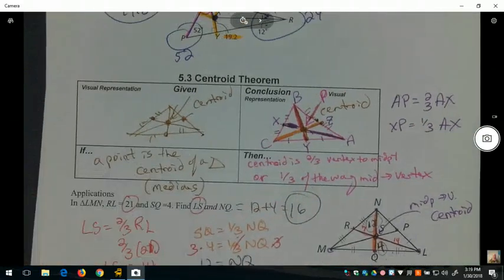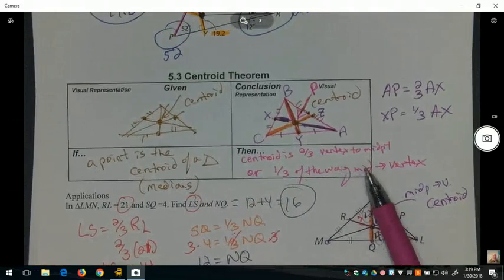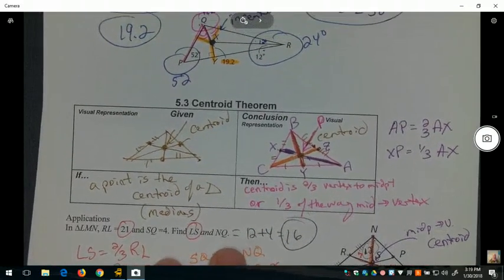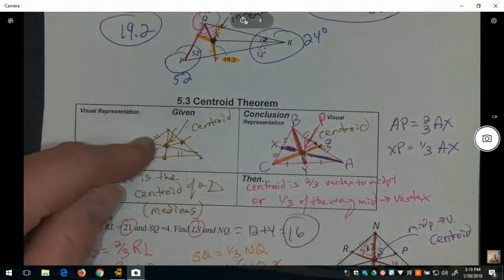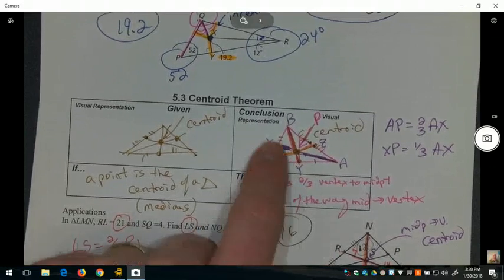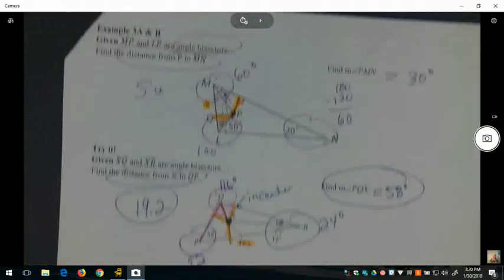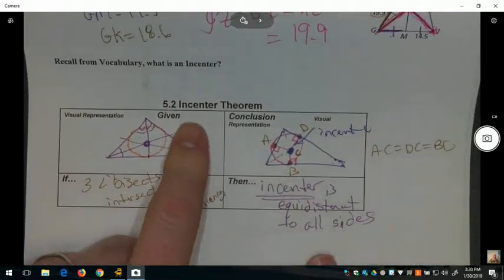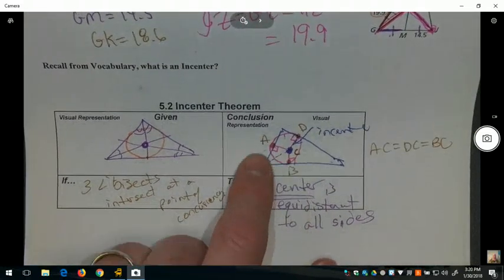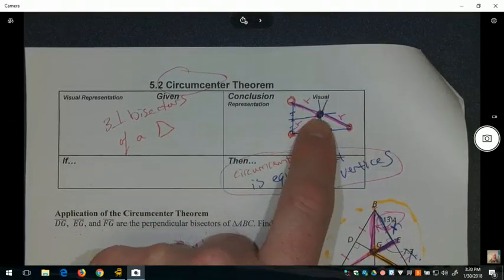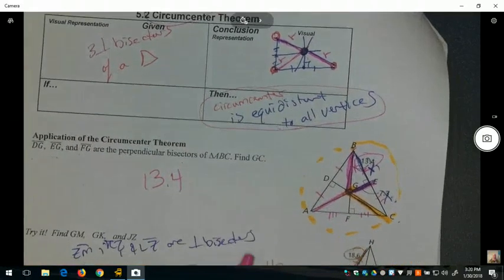These theorems can be added to what you know or what you need to memorize. You're supposed to know how a centroid is formed, how to draw it. Now you know this theorem about it, what you're supposed to know about the pieces of the medians. The incenter, now you know what you're supposed to know about the distance from the incenter to the sides. And circumcenter, what you're supposed to know about the distance from the circumcenter to each vertex.